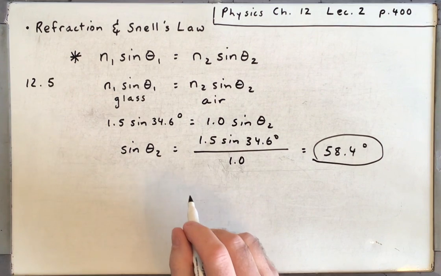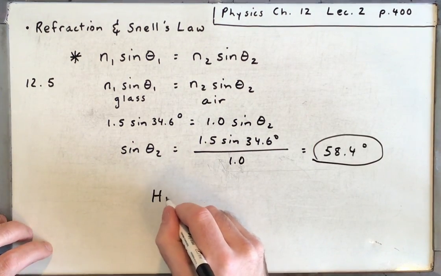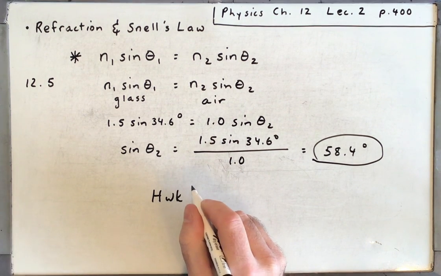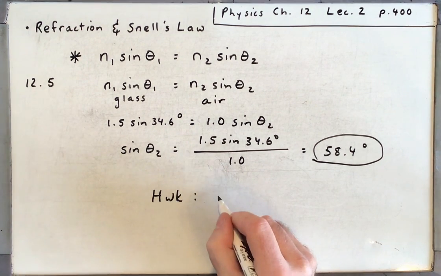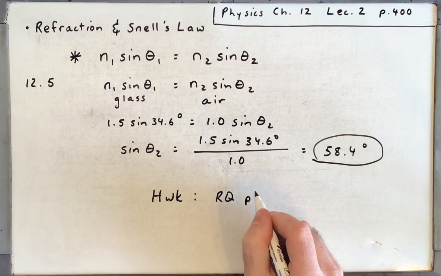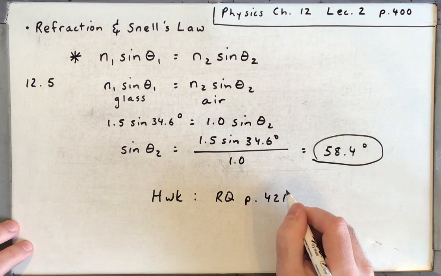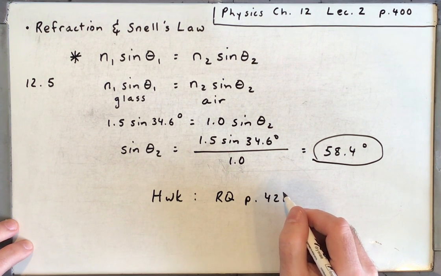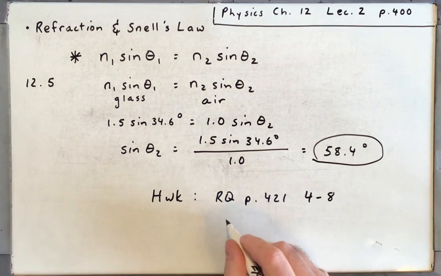So the homework that goes along with this lecture, all right, is review questions, page 421. You can do 4 through 8.